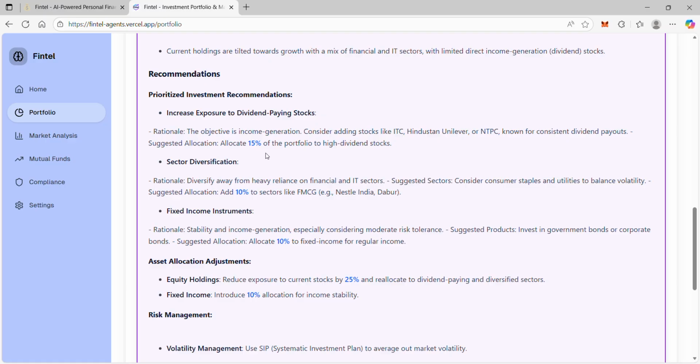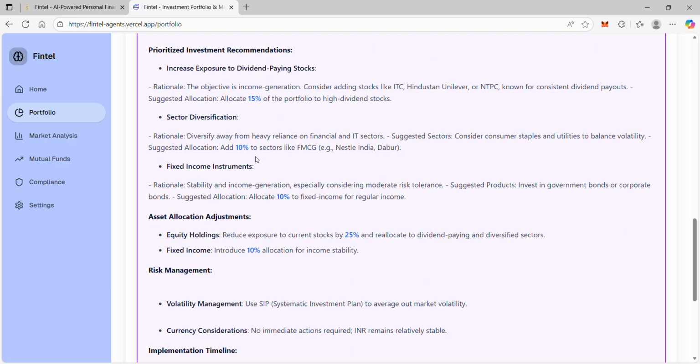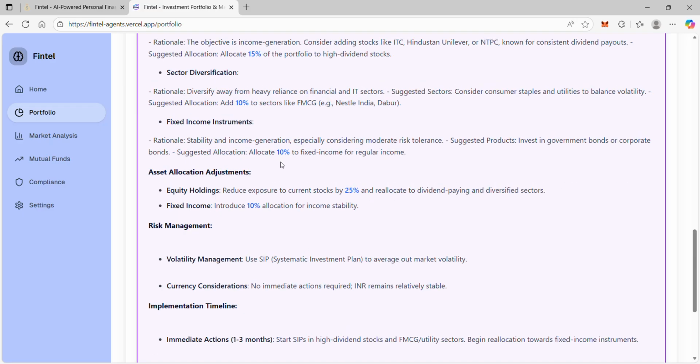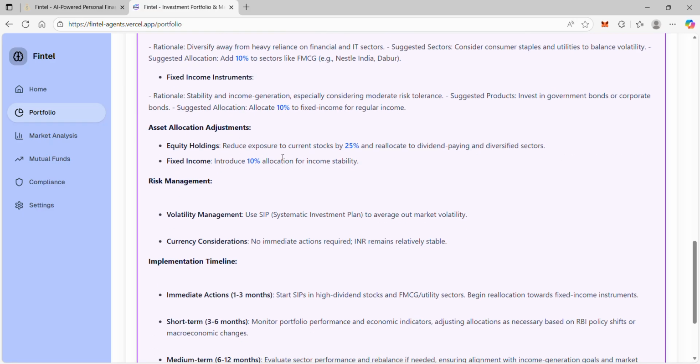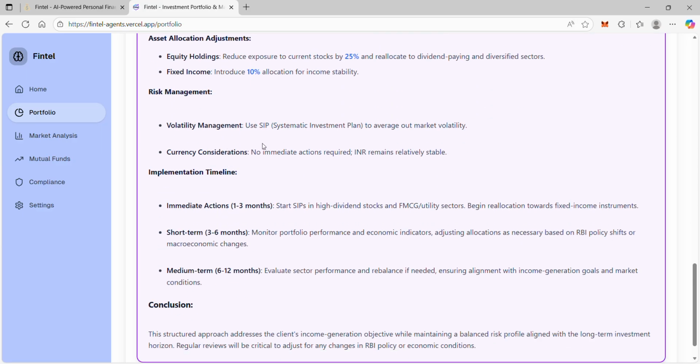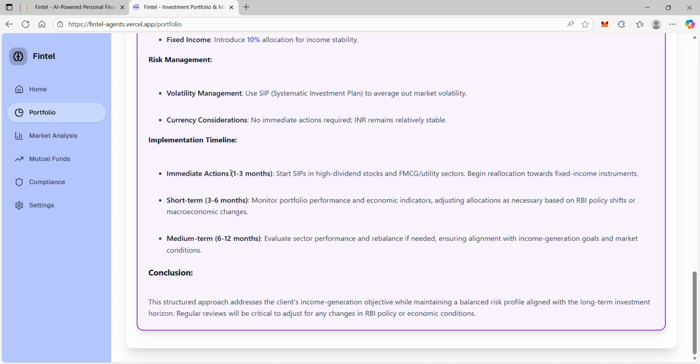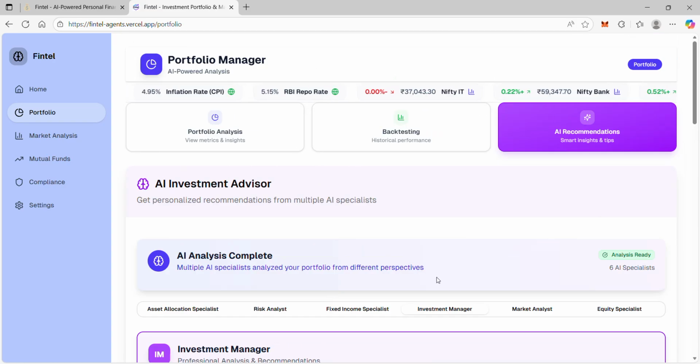allocation in dividend paying stocks since you want some kind of fixed income. Then sector diversification and fixed income instruments, and asset allocation: reduce the exposure in current stocks by 25%. Risk management as well: use SIP to average out the market. Immediate actions as well. And it also provided a conclusion.